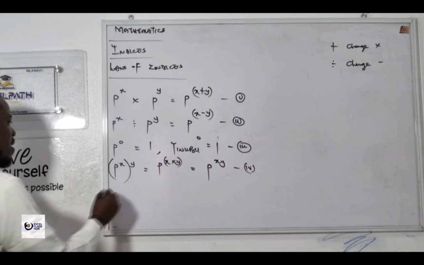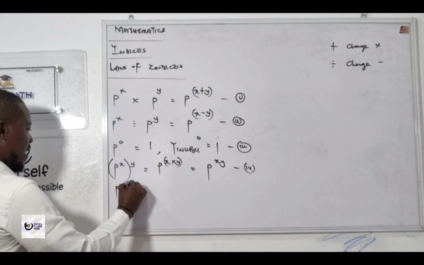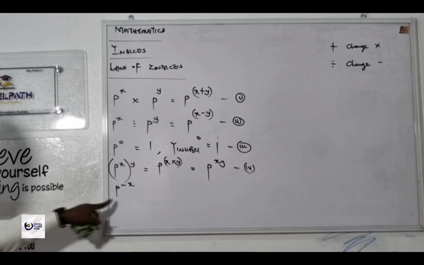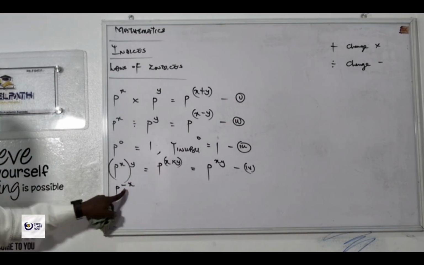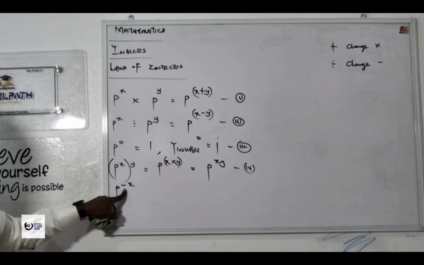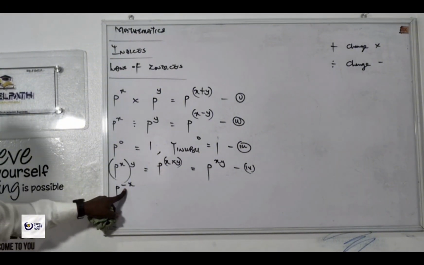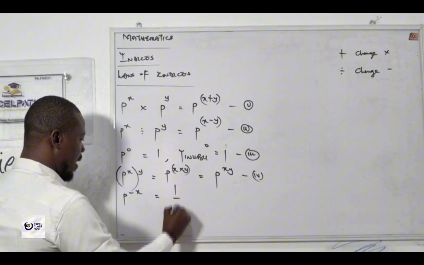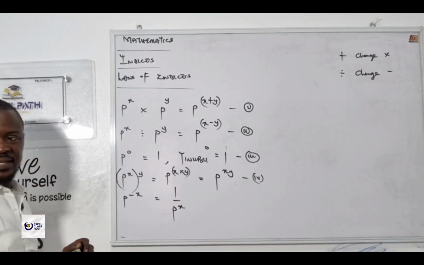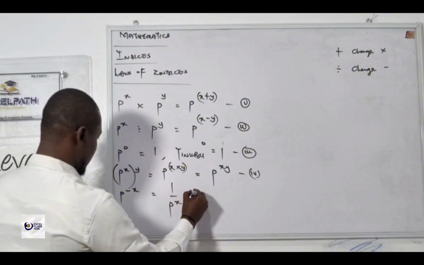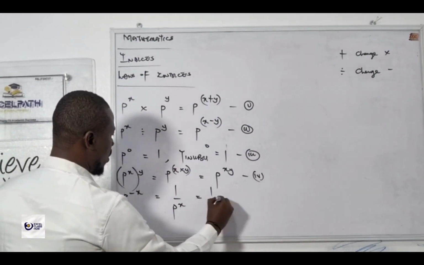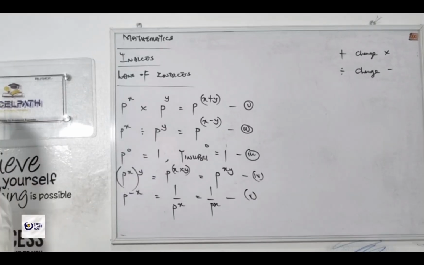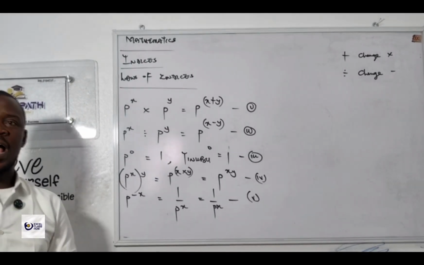Next law again. If I should have P raised to power minus x, this P is the base. Minus x here is the power. If I want to remove this minus, this negative sign will be 1 over P raised to power x. That should be my final answer: 1 over P raised to power x. That is law 5.